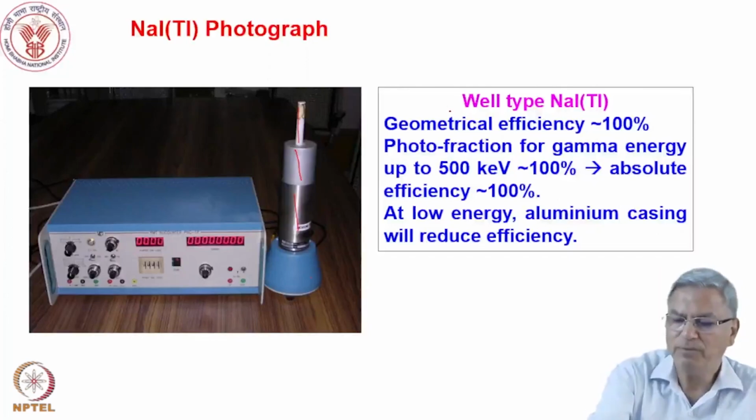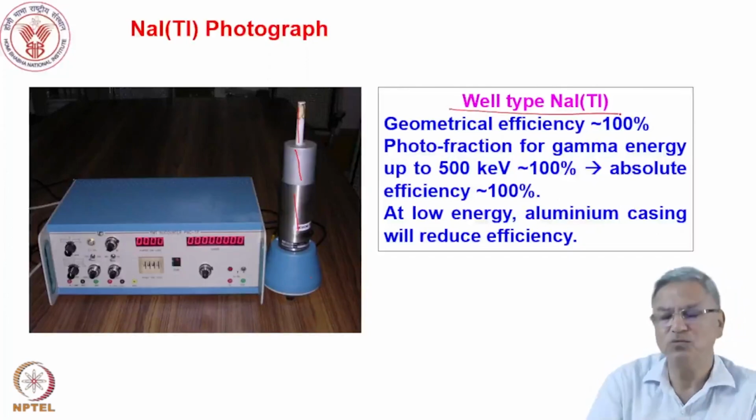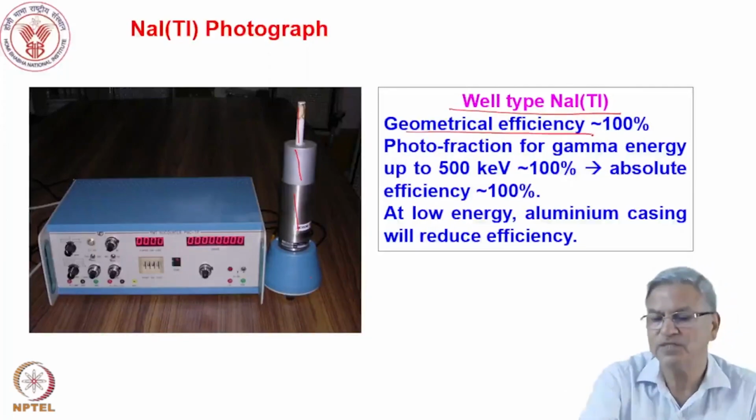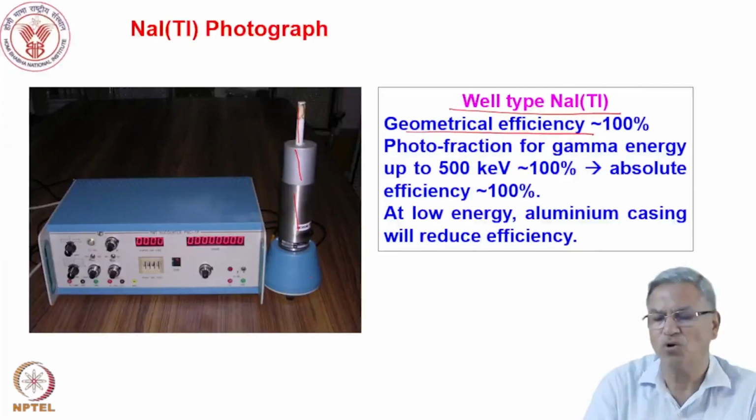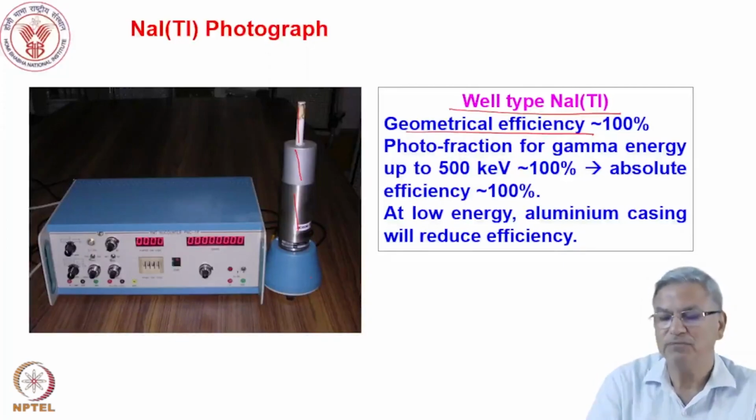So the well-type sodium iodide thallium is very widely used in the laboratories. It has got 100% geometric efficiency, and so for gamma energy of 500 keV or lower, it has got even the absolute efficiency as 100%.